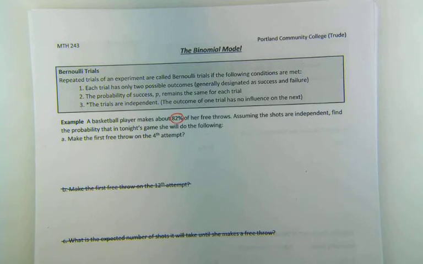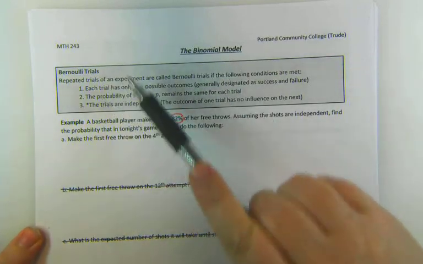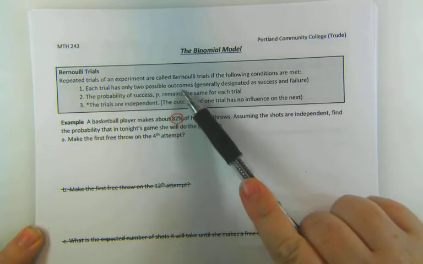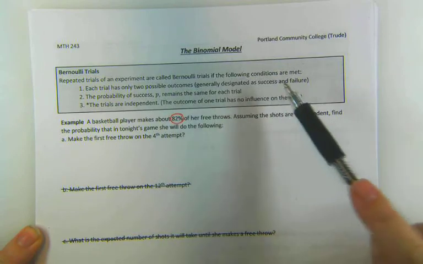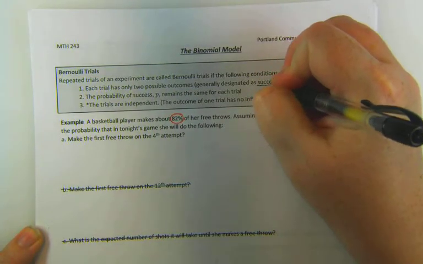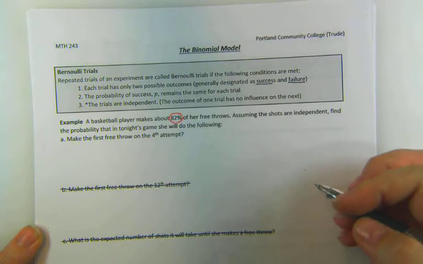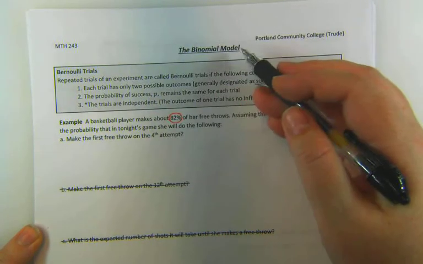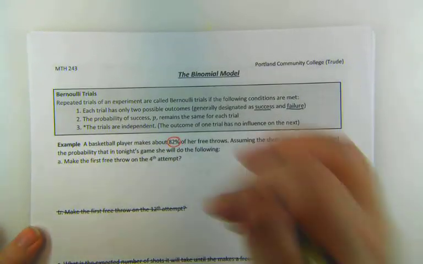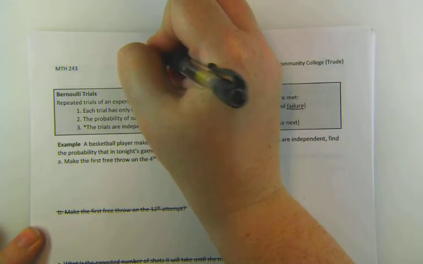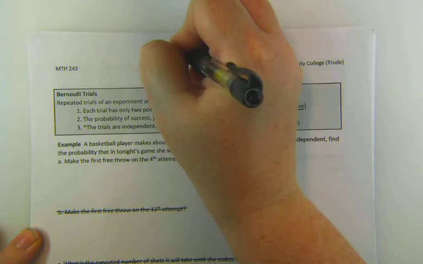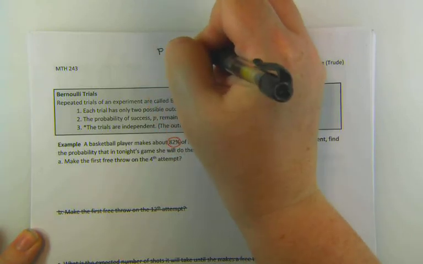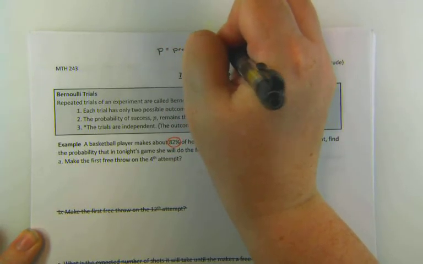Something that happens here is that there's only two possible outcomes. She either makes the free throw or she doesn't make the free throw. And that's this first scenario here. When we have Bernoulli trials, there's only two possible outcomes, and we usually call them success versus failure. So the idea is we have this probability of success here, which for a binomial model, we use the letter little p.